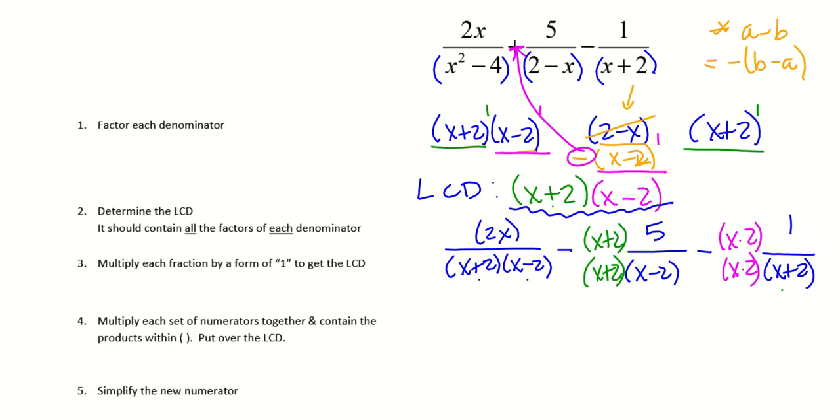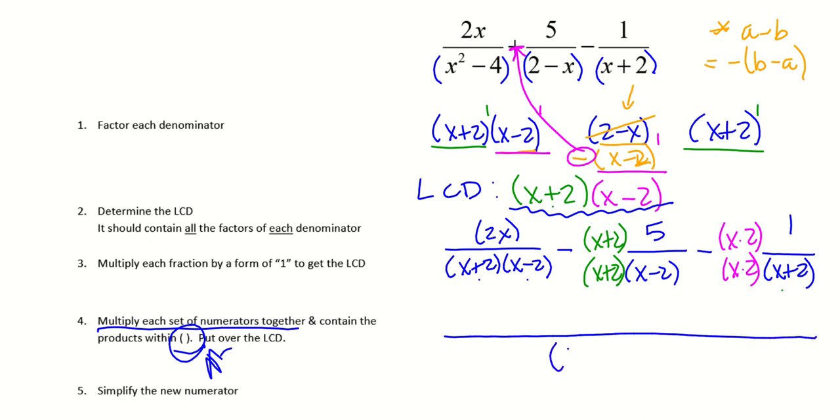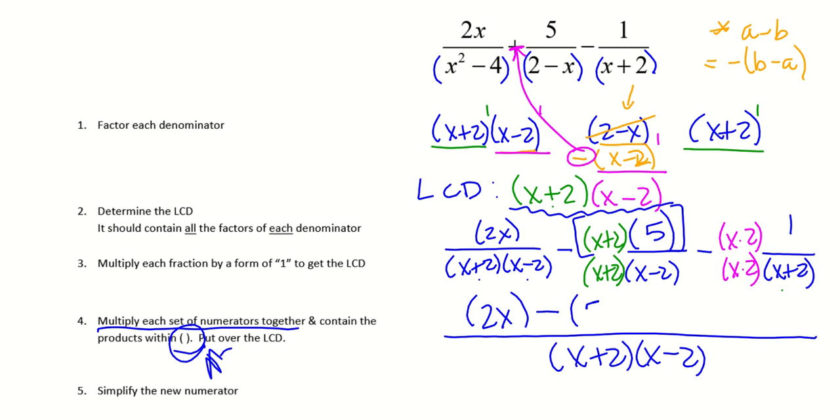And now I'm going to multiply my numerators together, and I'm going to put them in parentheses. I promise this will save you mistakes. So in my first, right, so I've got my big fraction now with my common denominator, x plus 2 times x minus 2. My first numerator in parentheses is 2x. Then I have minus. My second numerator, which comes from multiplying x plus 2 times 5 together, is 5x plus 10. Then I have minus. And my third numerator, which comes from multiplying x minus 2 times 1, is x minus 2.